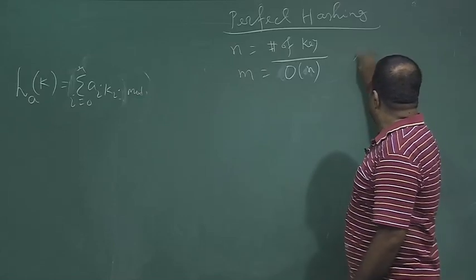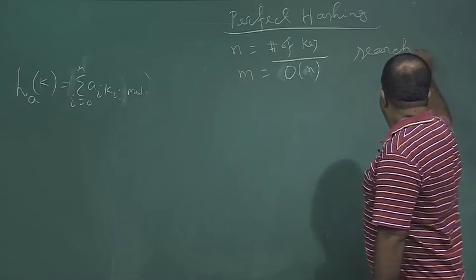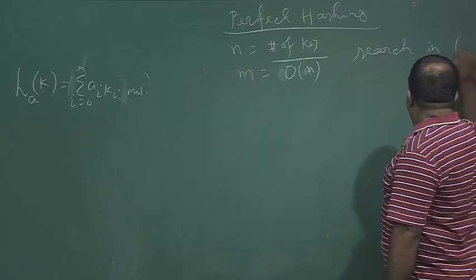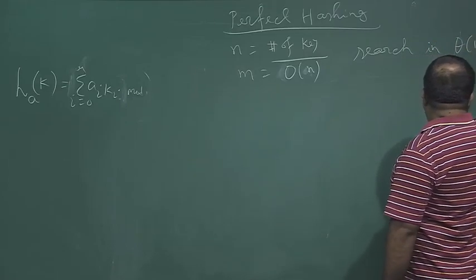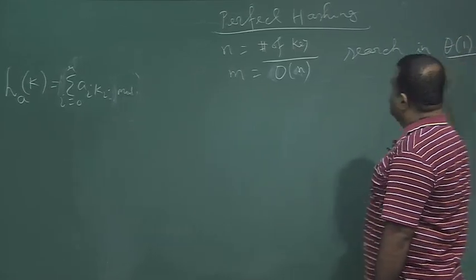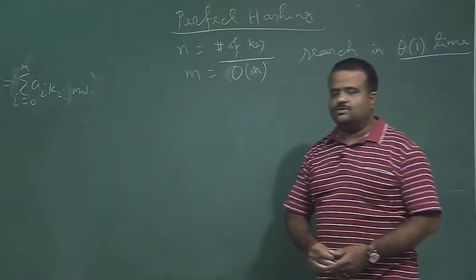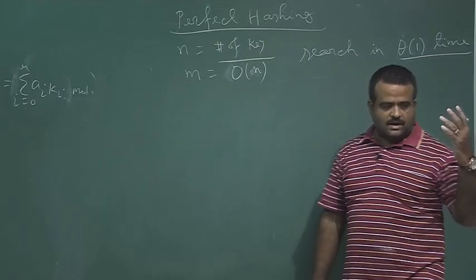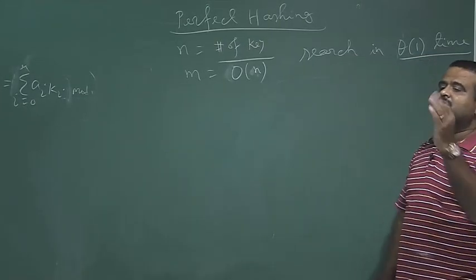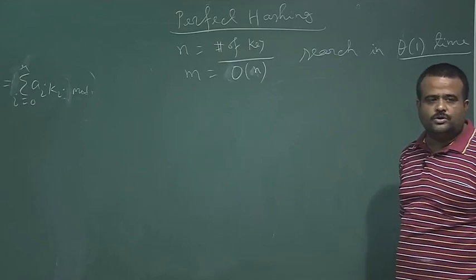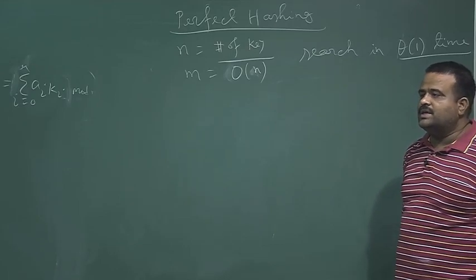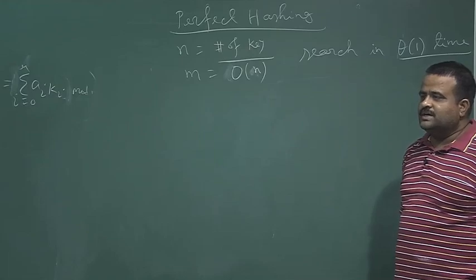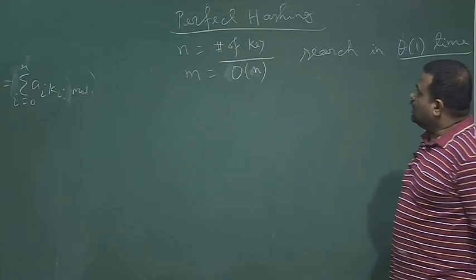So, searching will be in constant time, guaranteed, and this is a static arrangement. We are not allowing any insertion, any new record to be joined, or any keys to be deleted. So, this is a static arrangement. How can we do that?